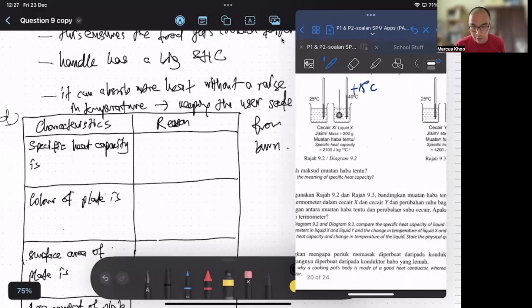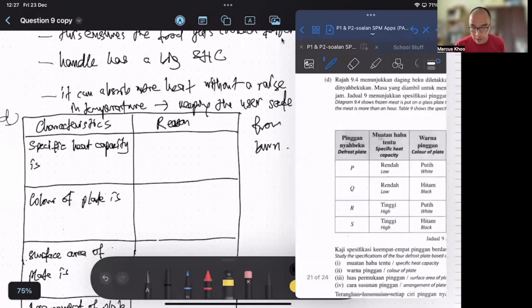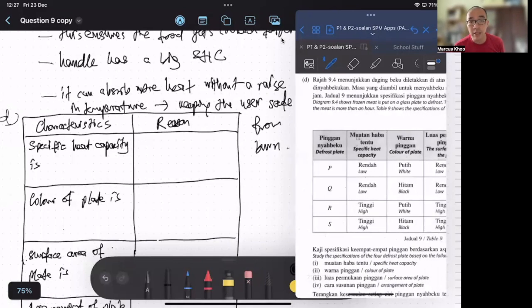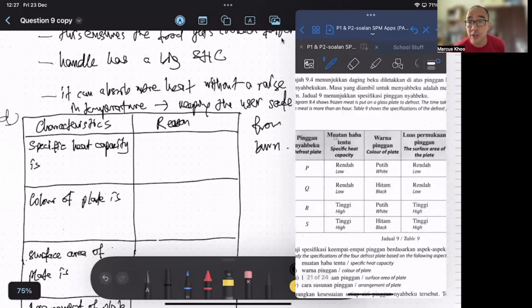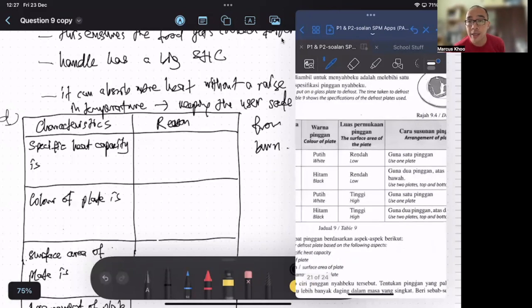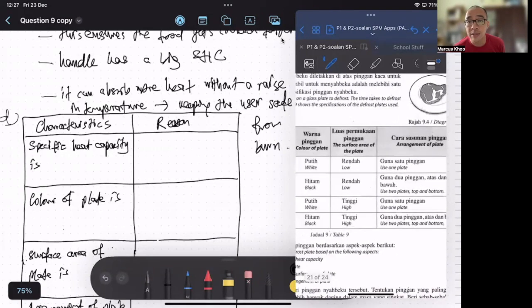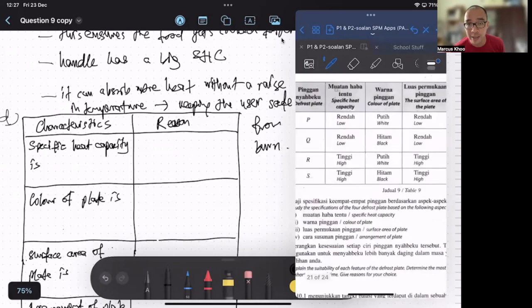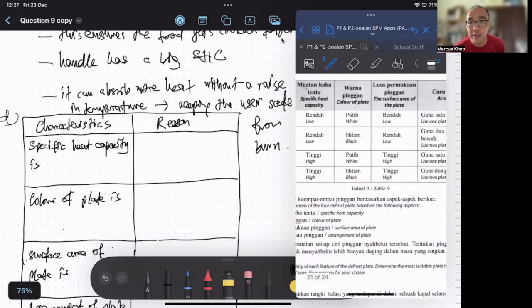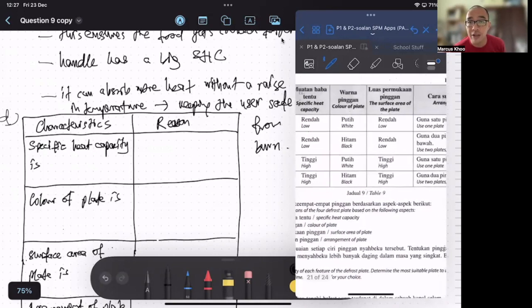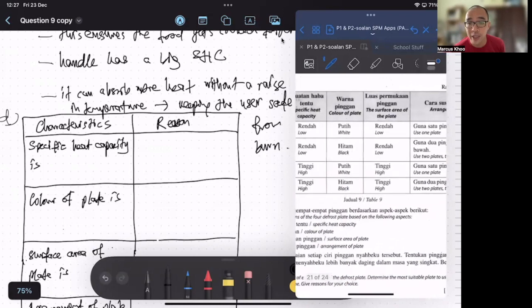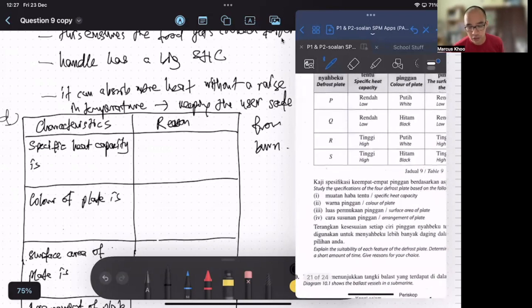Okay, then after that, the next question. So diagram 9.4 shows frozen meat is put on a glass plate to defrost. So this is a glass plate. Okay, the time taken to defrost the meat is more than an hour. Table 9 shows the specifications of a defrost plate. Okay, so you have all these funny things over here: specific heat capacity, color of plate, surface area of plate, arrangement of plate. And then of course you have to make the best choice.